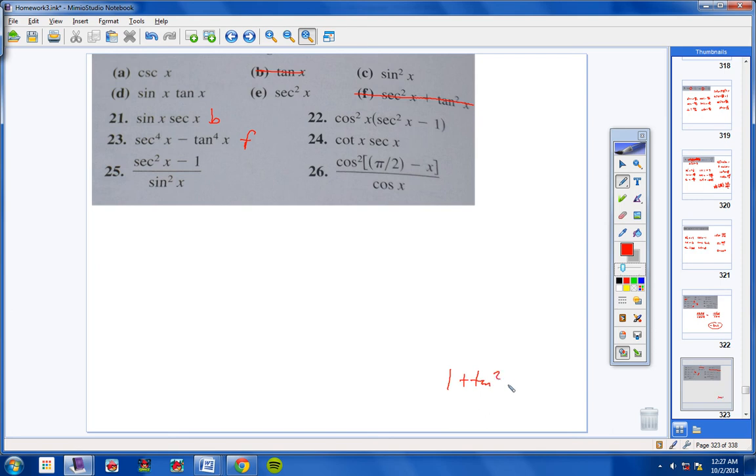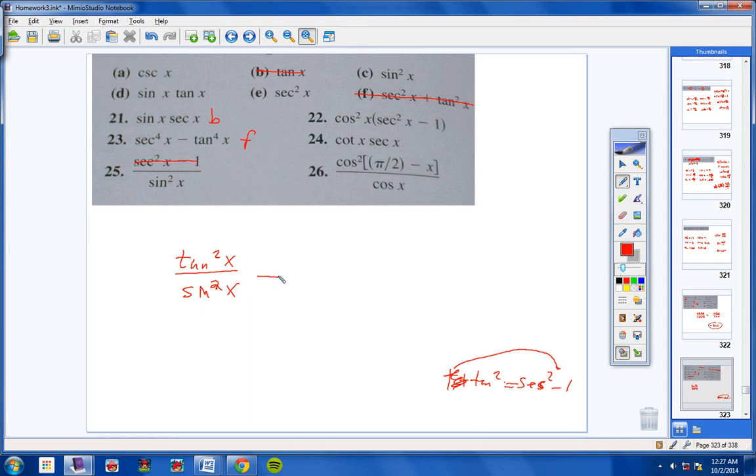1 plus tangent squared equals secant squared. Now, if I bring the 1 over and make it a negative 1, then I have tangent squared equals secant squared minus 1. So, for this whole numerator, I can put tangent squared. So, tangent squared over sine squared. Now, I'm getting there, but I still don't see anything up here that matches this.